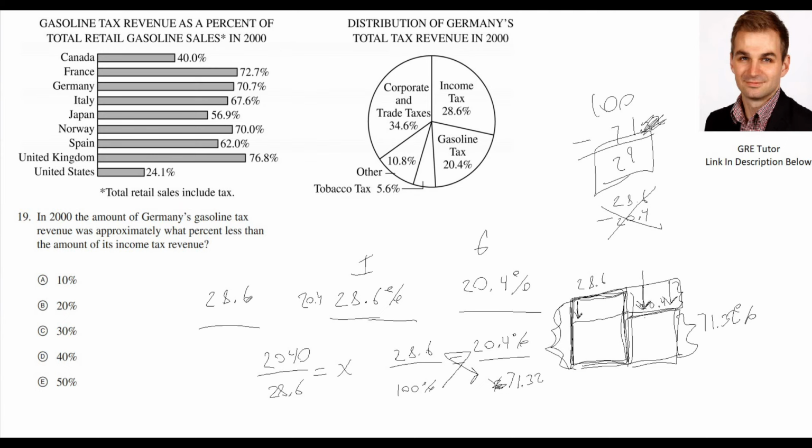Now, which of these answers is close to 29? Because they're saying approximately what percent less than the amount of its income tax revenue. So we look and we see the answer is C. It's approximately 30%.